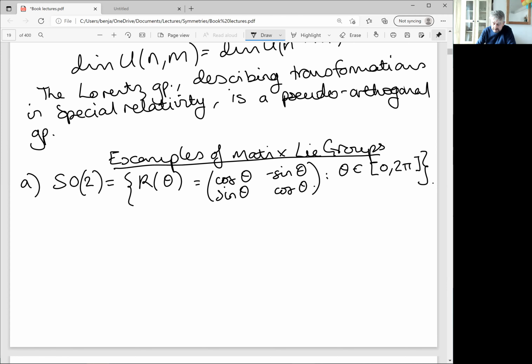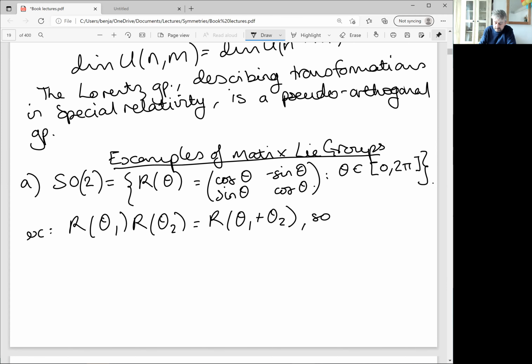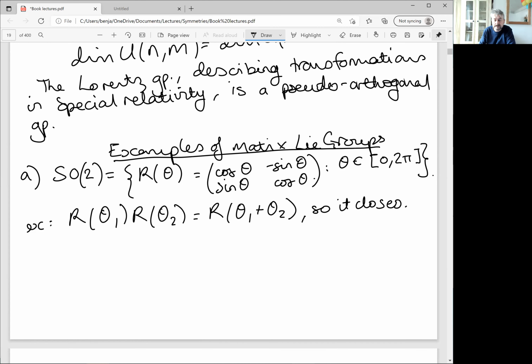If you calculate the determinant of this matrix, you'll get 1 because of the trigonometric relation. It's a very quick exercise for you to check that if you multiply two of these group elements together, you get another group element. In fact, what happens is that these thetas add, and this proves closure of the group under the group composition. The interpretation of R(theta) is that it's a counterclockwise rotation in a two-dimensional plane.